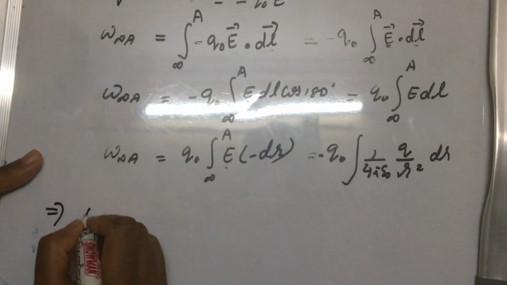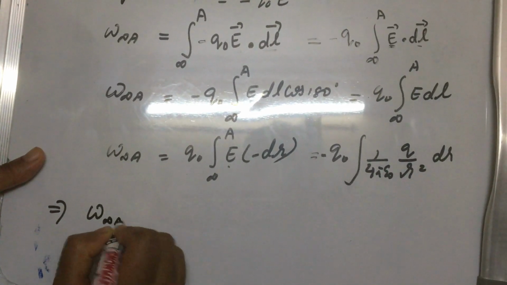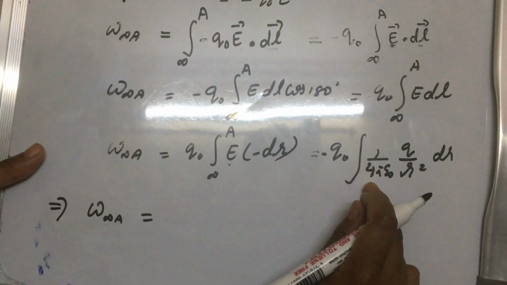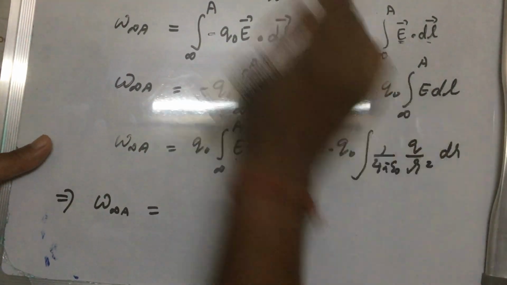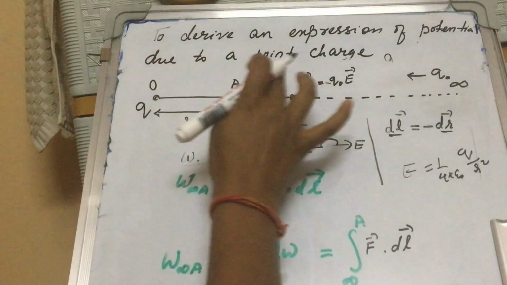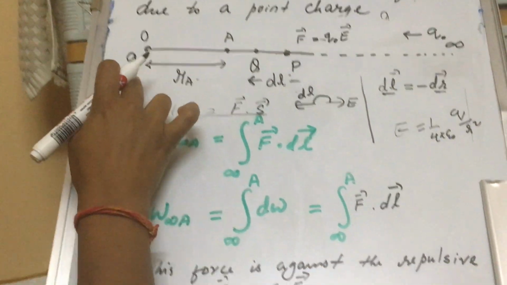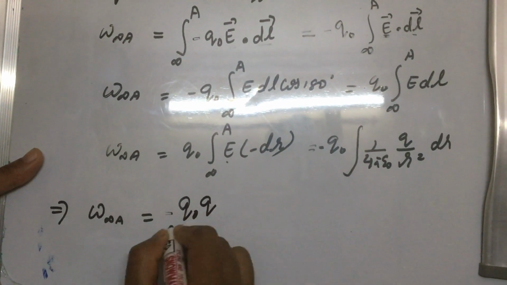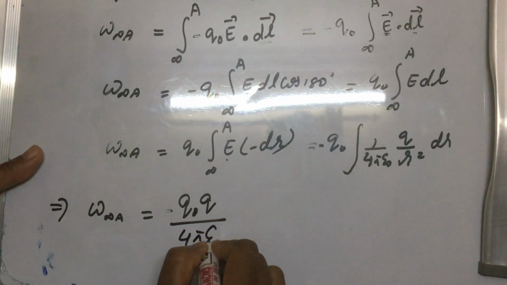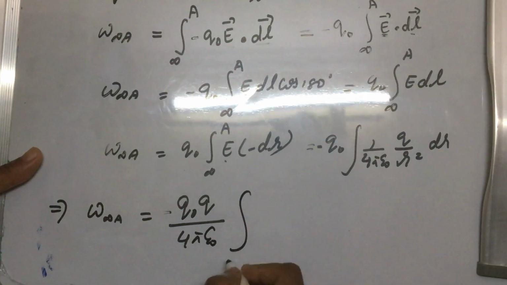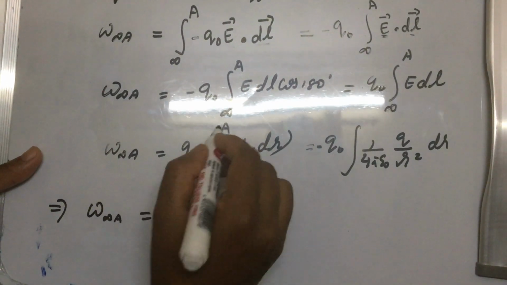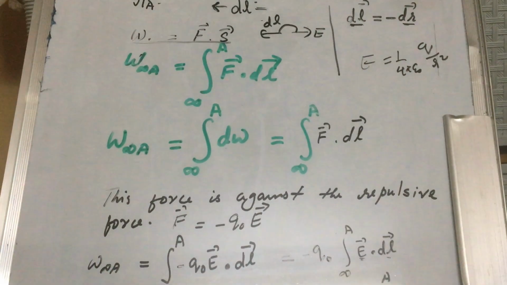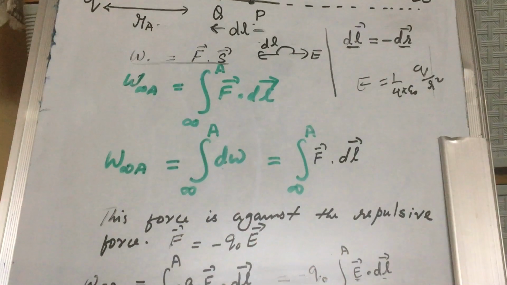Okay, so from infinity to A, this is equal to... 1 by 4 pi epsilon naught is a constant, and q is a constant because we are in the field of q. So all the constants can be taken out: 1 by 4 pi epsilon naught, and this is equal to what?